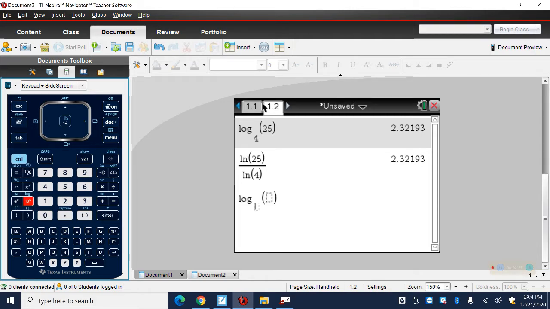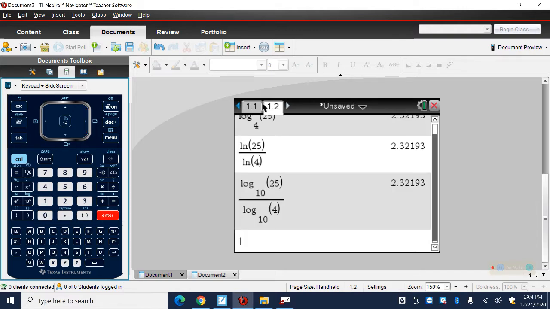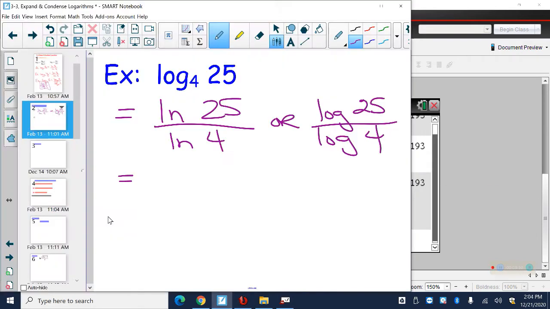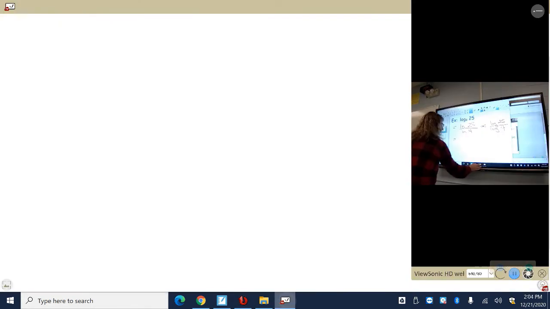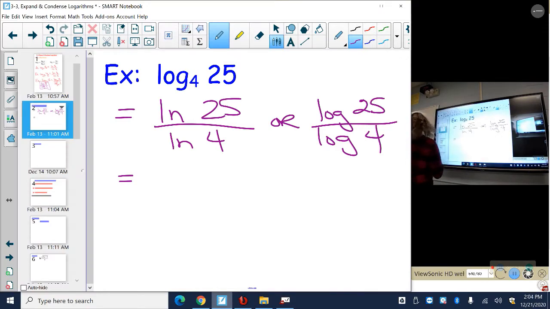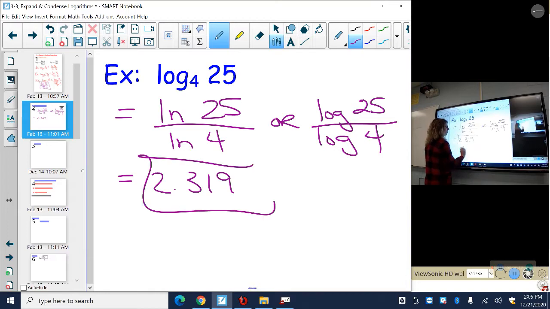If I do log of 25, but I have to put the 10 there, sorry, my calculator requires the base there, of 25 divided by log base 10 of 4, they're all exactly the same decimal. Okay, super important that your brain understands that. Okay, so that was 2.319, I think. I'm going to go with it.